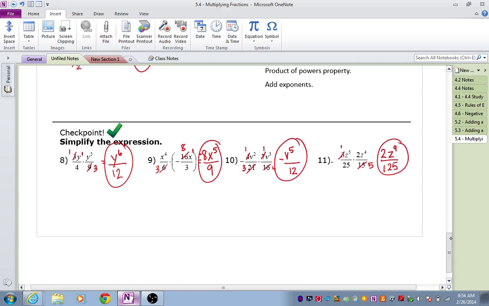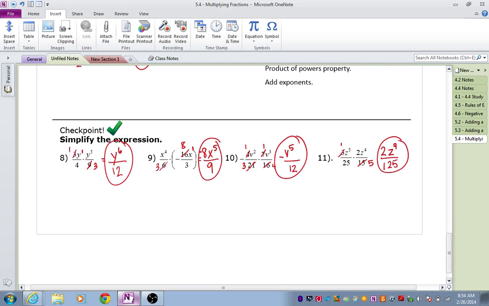Okay, hopefully this wasn't too bad. Okay, like I said, multiplication I find to be a lot nicer than adding and subtracting fractions because we don't need to find that common denominator. In fact, it's better that we don't because we don't want our numbers to get bigger. We want to divide out those common factors to make our numbers smaller to work with.